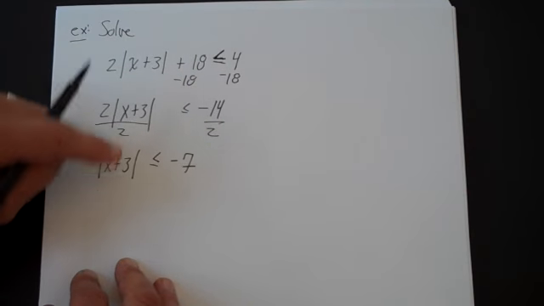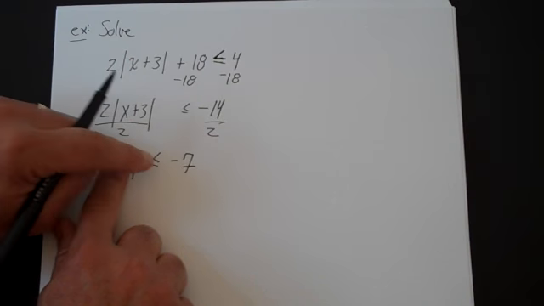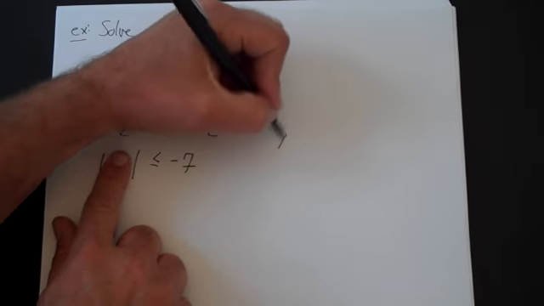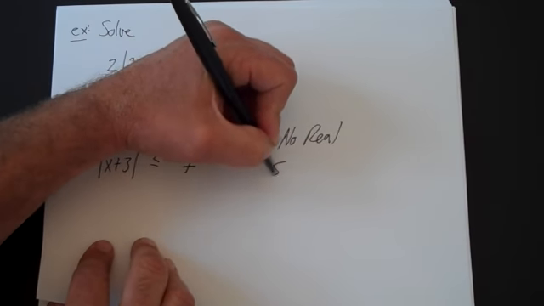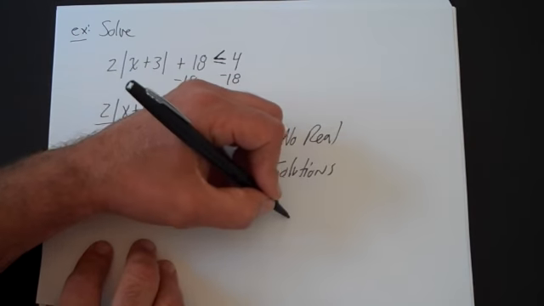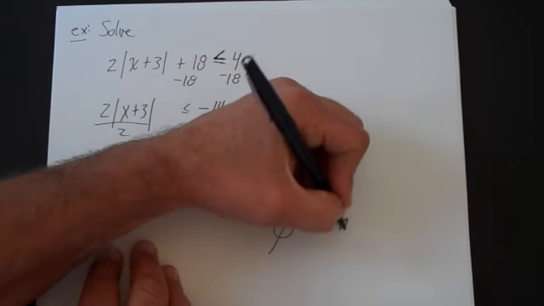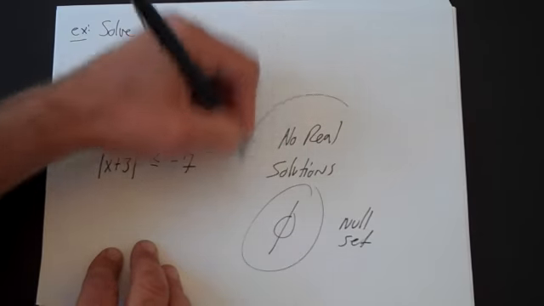At this point you can stop, because you know that the absolute value of anything is going to be positive. When is a positive less than a negative number? Never. So your answer is simply no real solution. Sometimes they call this the null set, so some people will use the symbol for the null set. That's just the symbol for no real solutions.